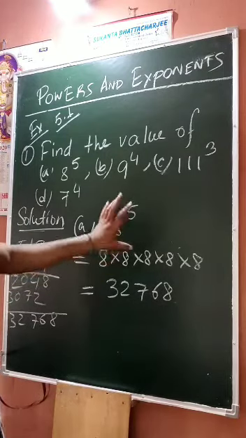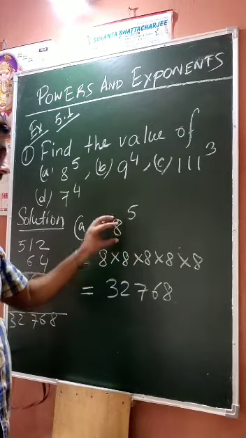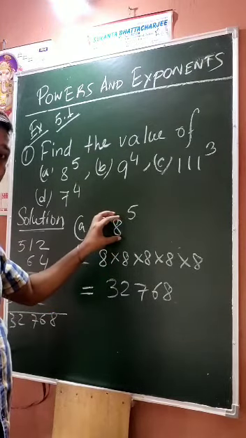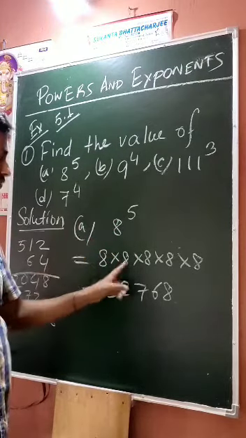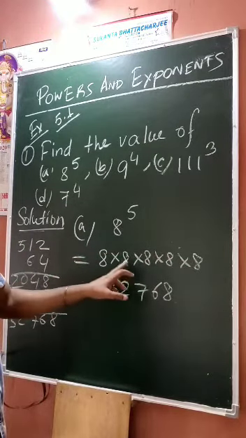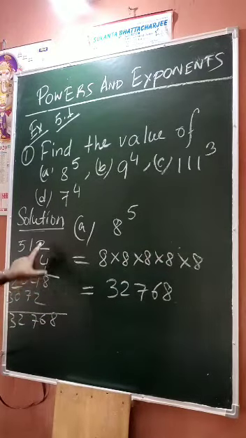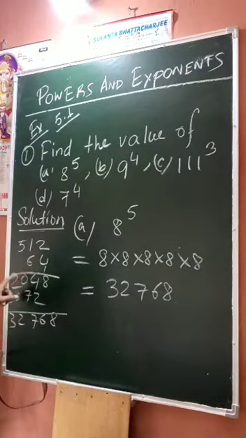The main thing is you have to recognize which one is the base and which one is the exponent. So 8 to the power 5 means this number 8 is multiplied 5 times: 1, 2, 3, 4, 5. After that you just simplify. 8 8s are 64, 64 8s are 512, again 512 into 64, which gives 32768. Okay.